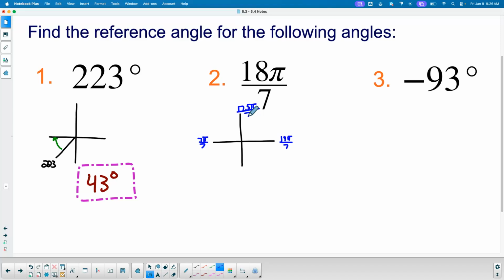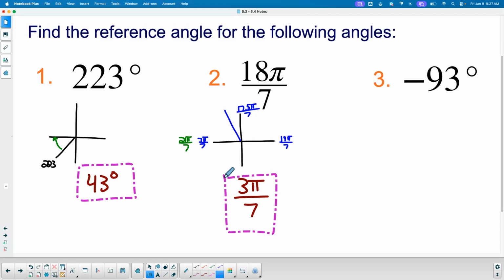Oh, sorry, did you say, I was thinking quadrant 3. My fault. Yes, you were correct. I don't know why I was thinking quadrant 3 was up there. Happens. So we're up there, which means I need to get back down here to, this would then be 21 pi over 7. So my reference angle here would be 3 pi over 7. I have no idea why I thought that was quadrant 3.